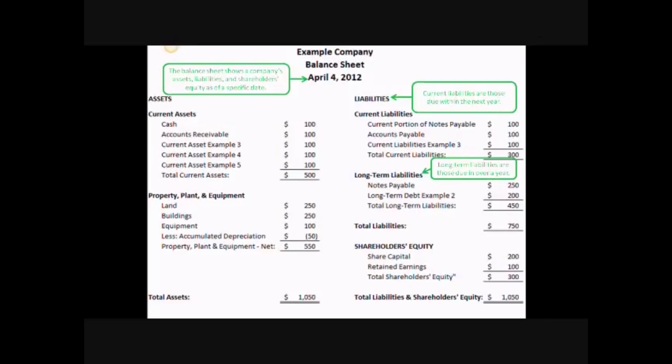So, for example, if you have a mortgage, the portion of the mortgage that's due within the next 12 months would be counted under current liabilities, and the rest of that mortgage would be counted under long-term liabilities. The total assets and total liabilities plus shareholders' equity must equal each other. So if you create a balance sheet and these two numbers don't match, you've made a mistake somewhere and need to go back and check your work.